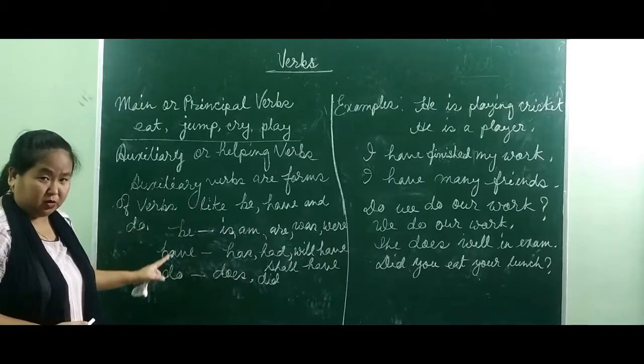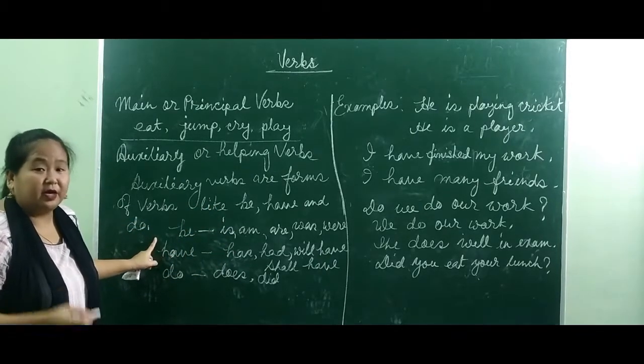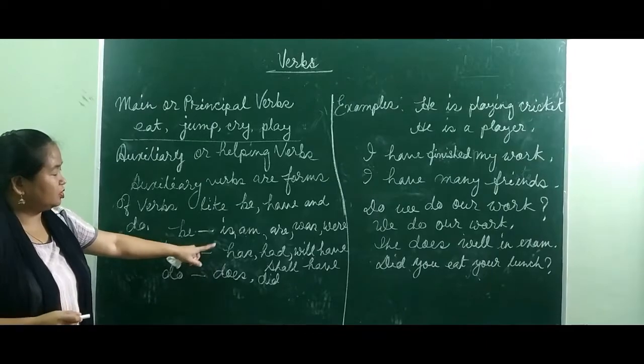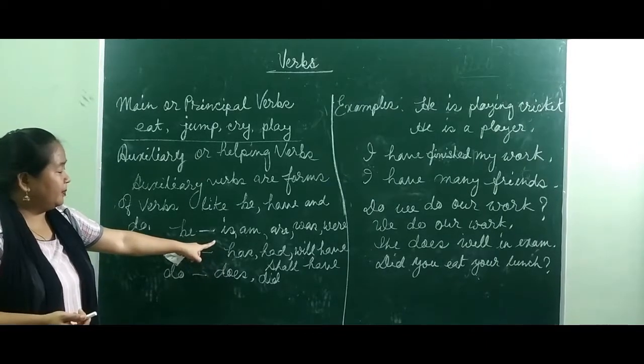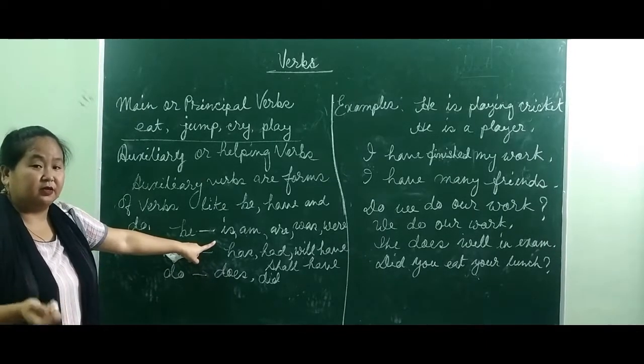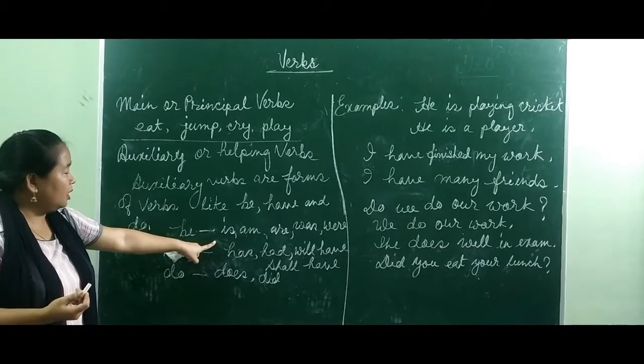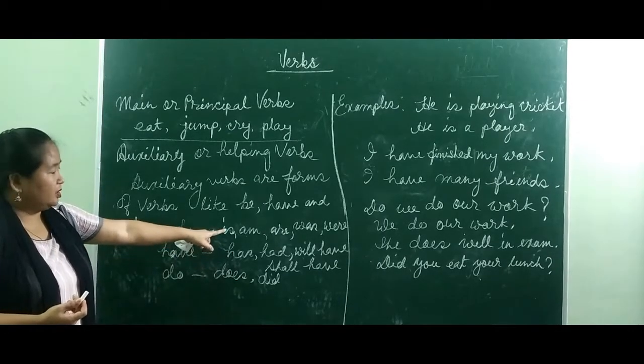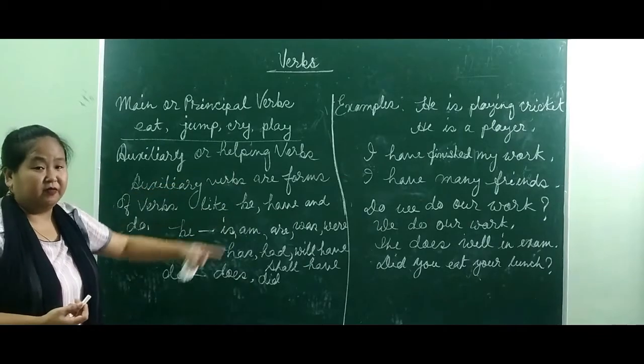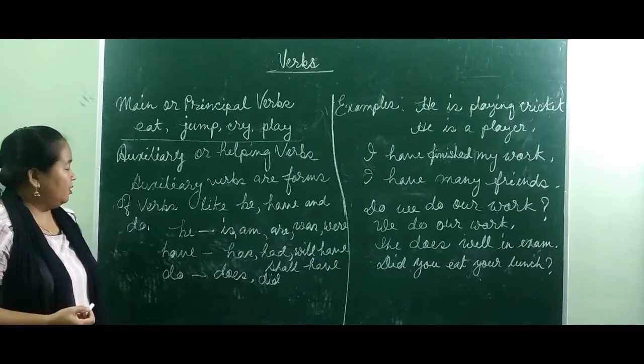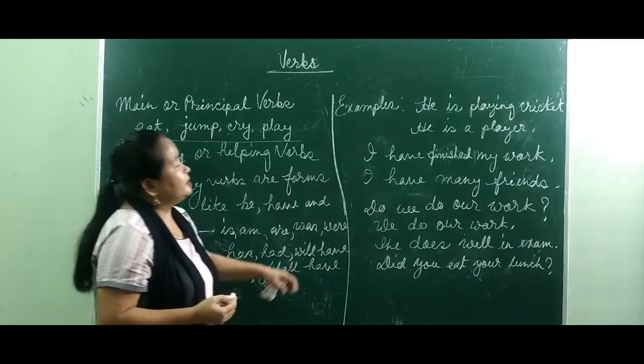All these verbs are called auxiliary verbs. These are called primary auxiliary verbs. They are used to form tenses, to form negative sentences, and to form questions. They are called helping verbs because they are used to help the main verbs to indicate tenses. Now let us see some examples here.